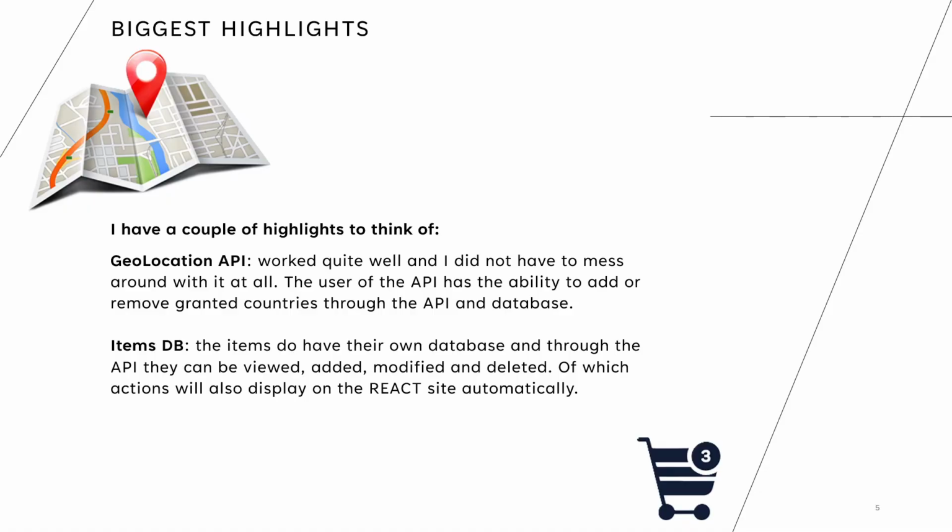So my biggest highlights: the API actually wasn't too bad. The geolocation part of it, the API worked pretty well. It granted countries that were in the database and denied countries that weren't. And the items in a database, they have their own database. So, whatever is in the items in the database is reflected on the website. It's a nice way to do things, more streamlined, and works pretty well.